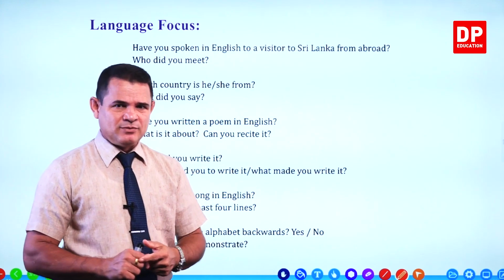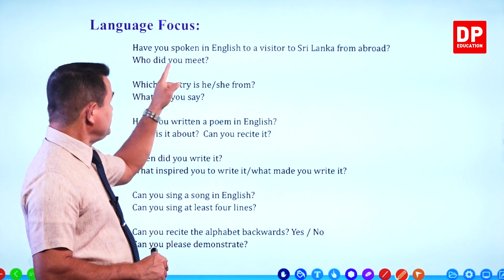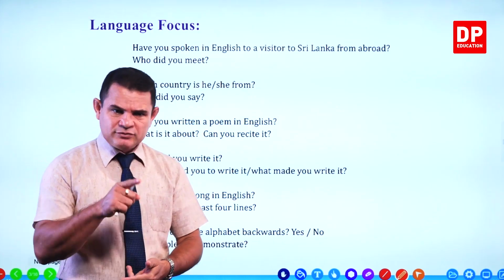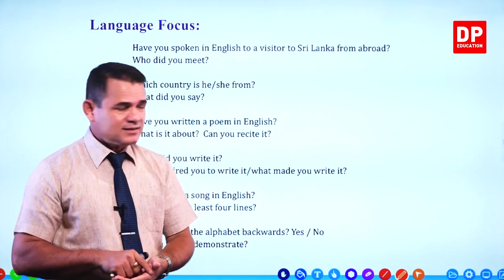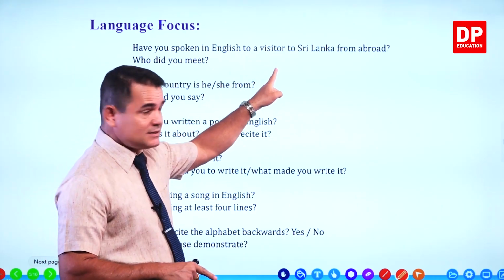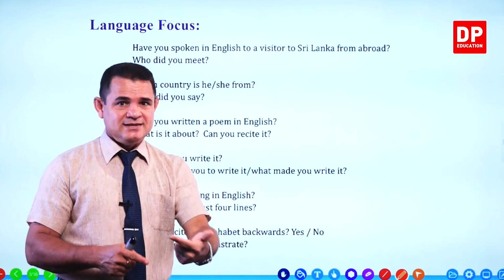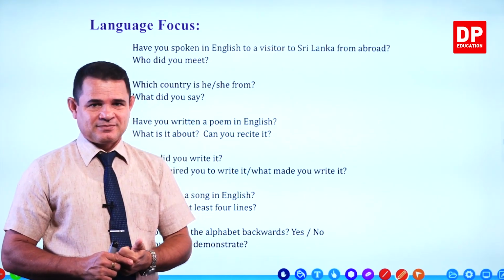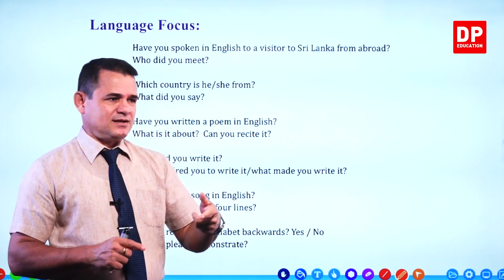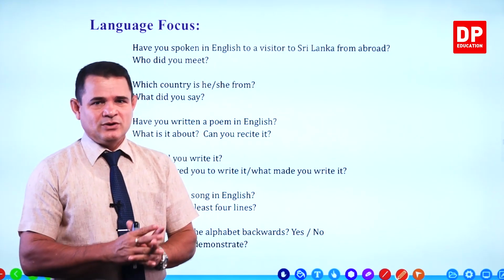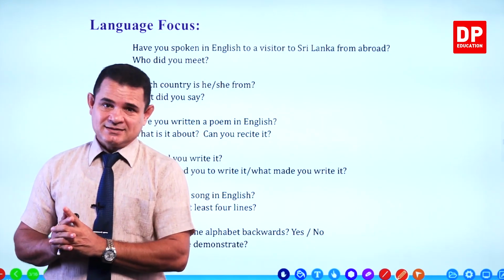එහෙනම් අපි අහන්නේ මොකද්ද ප්‍රශ්නේ? Have you spoken in English? ඔයා කතා කරලා තියෙනවද? To a visitor to Sri Lanka from abroad? එතකොට එයා yes හරි no හරි කියයි. You go and ask. Now if he says no, you find a person who says yes.